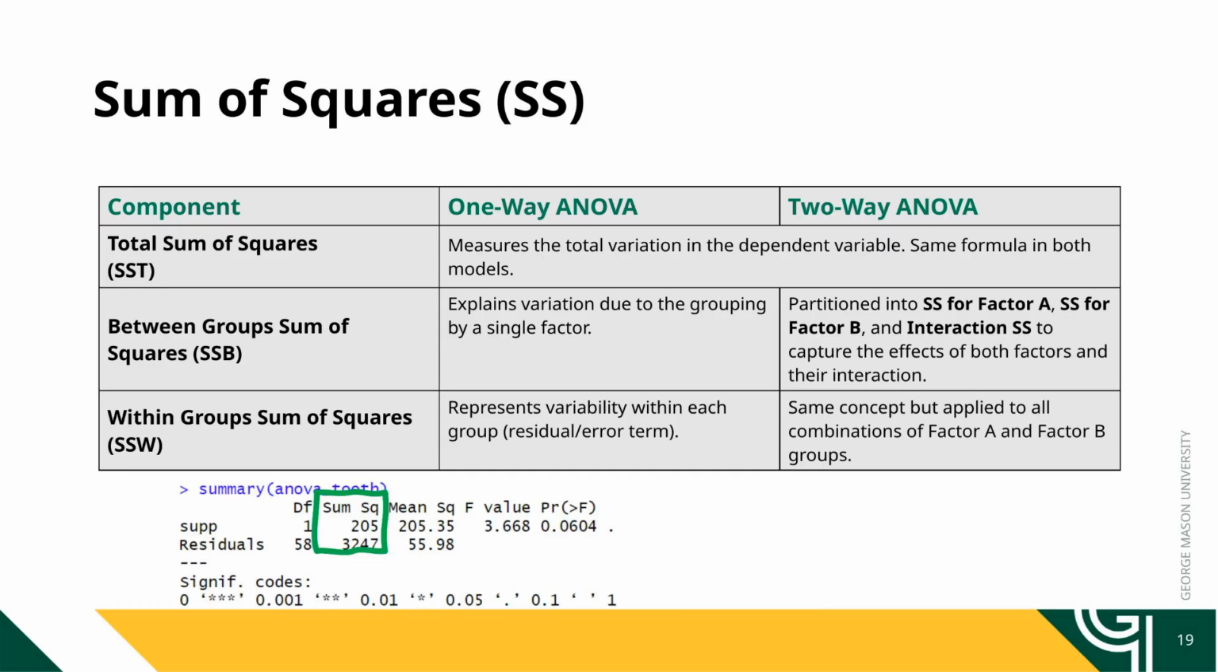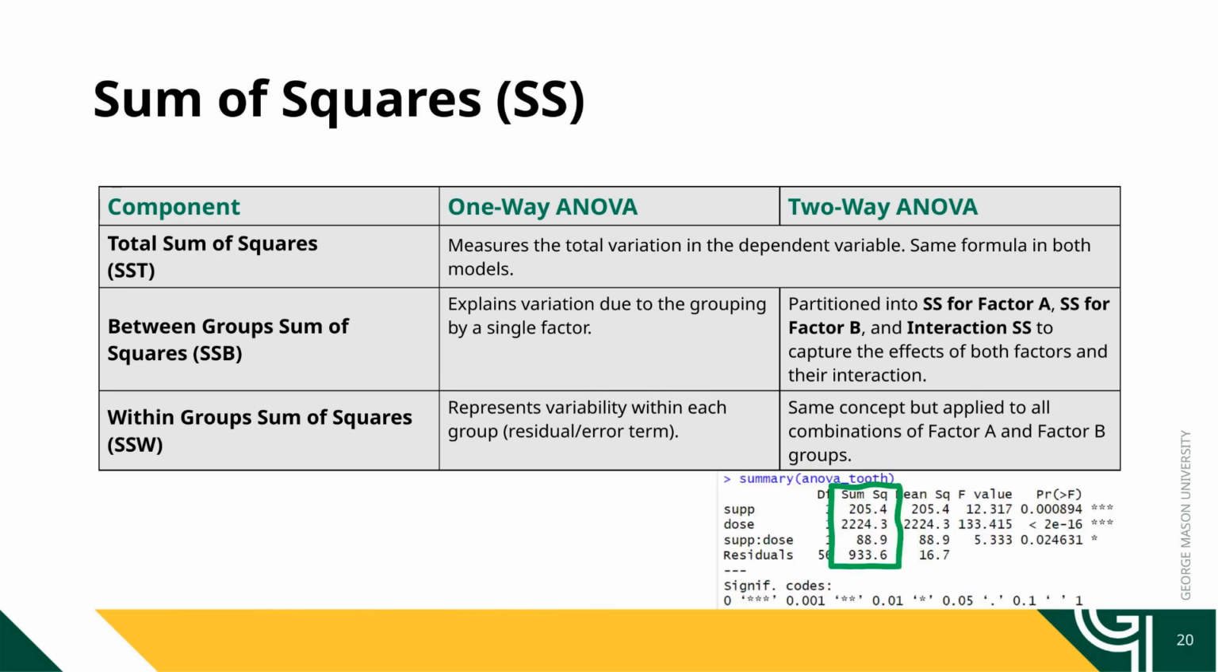The sum of squares for the supplement factor is 205, indicating the variation in the response variable due to differences between groups defined by the supplement. The residual sum of squares is 3,247, representing the unexplained variation, or error, within the groups.